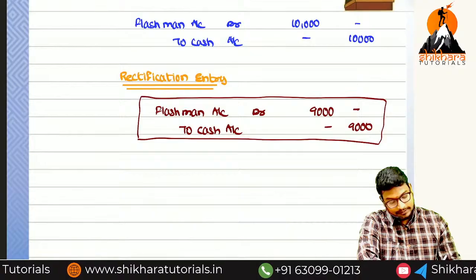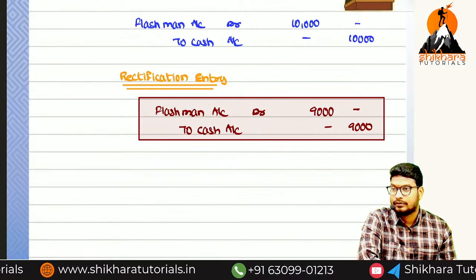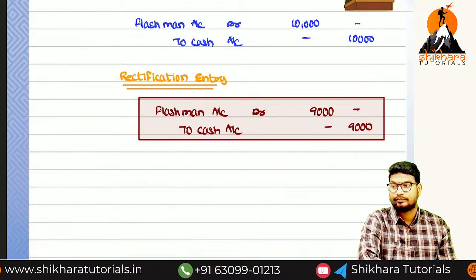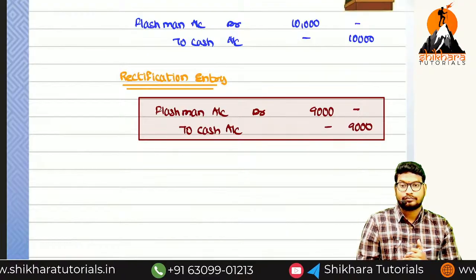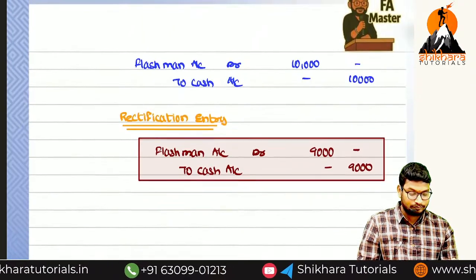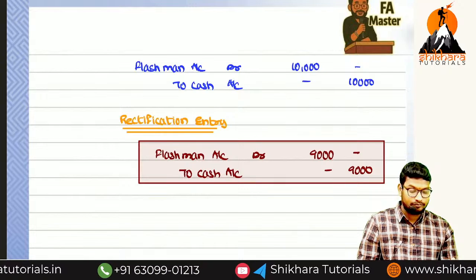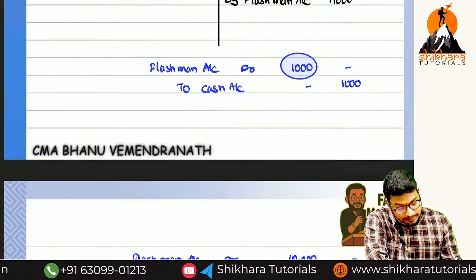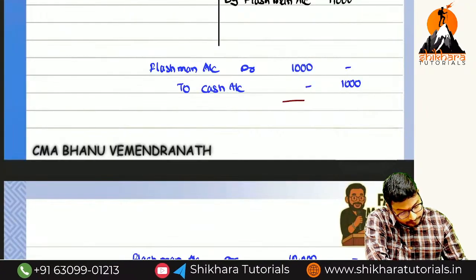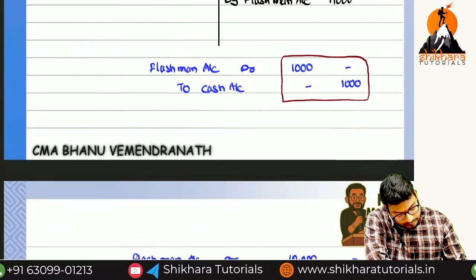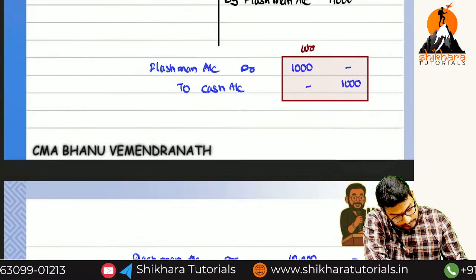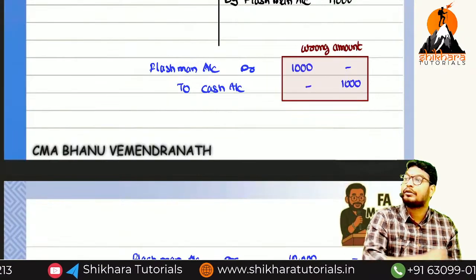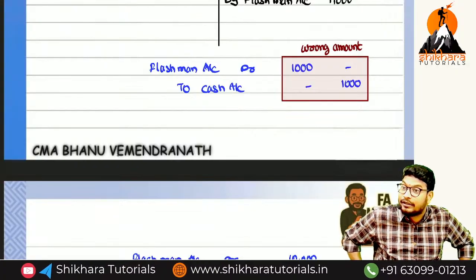Okay guys, this is common sense. Here, when wrong, they are doing only up to the amount. Sir, sometimes they will record 1 lakh.